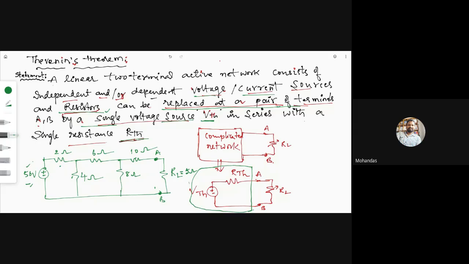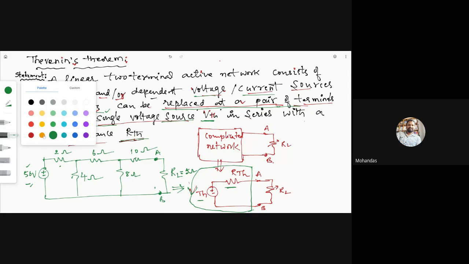So according to Thevenin's theorem, whatever circuit is available across the AB terminals can be replaced by a single voltage source, V Thevenin, in series with a single resistance, R Thevenin. I am going to draw this circuit in a dotted line.